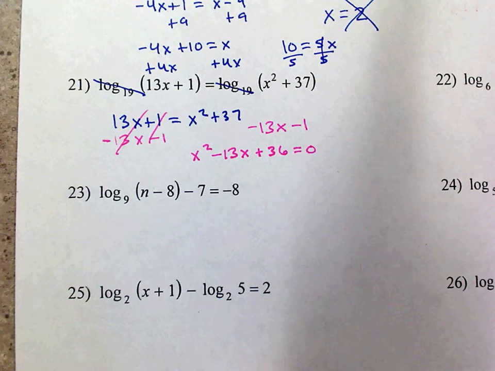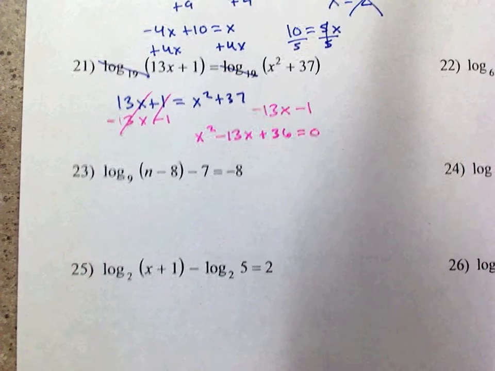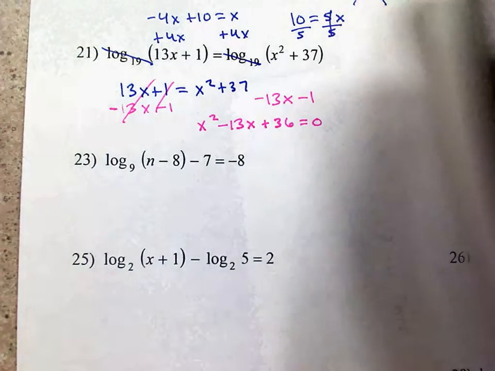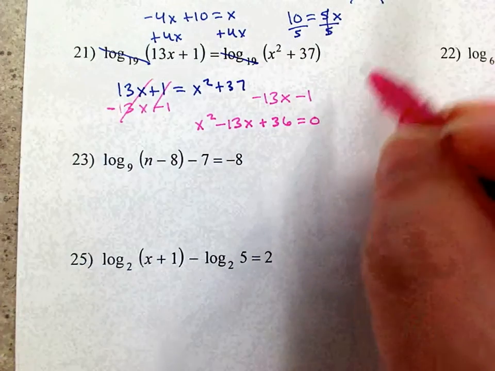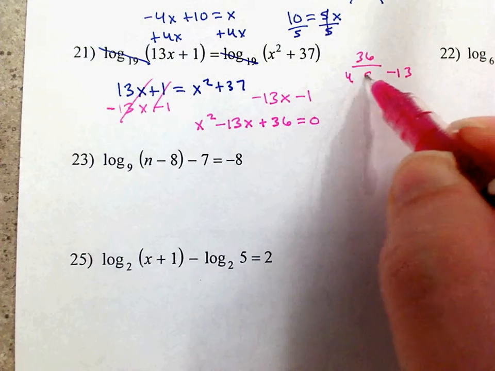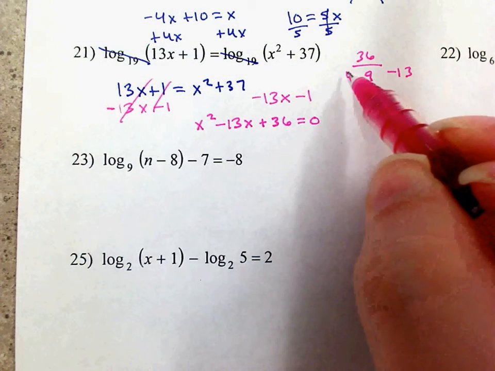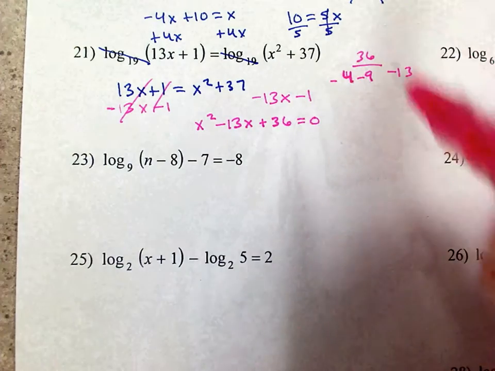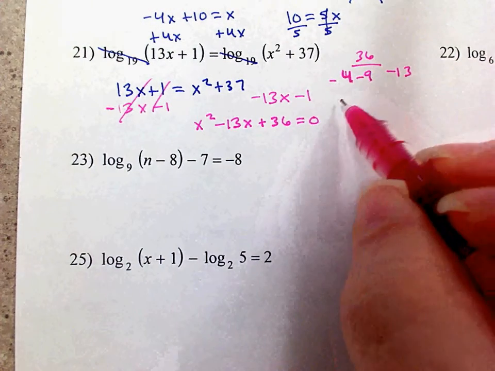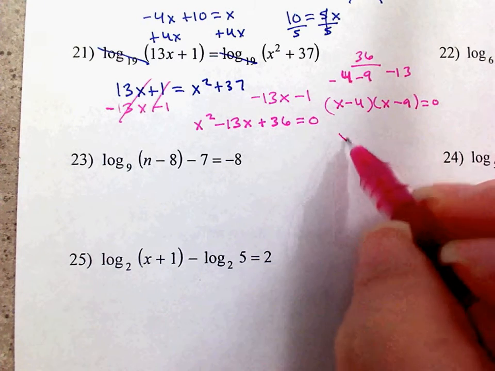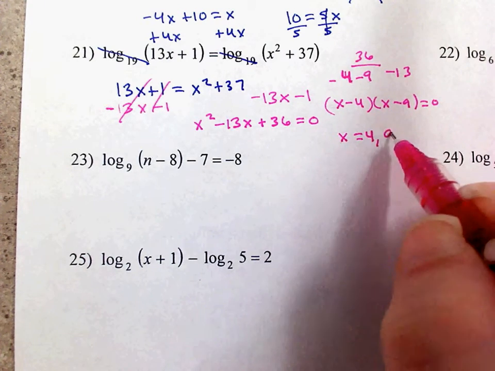Okay. Now, I'm hoping this factors. Okay, so how did you figure it out? Did you start doing factors of 36? Okay, so if you start dividing out 36, we're looking for factors of 36 that add up to negative 13. And you get 4 and 9. So if they're both what? Negative, then they'll add up to negative 13 and multiply to give me 36, right? So I'm going to write x minus 4, x minus 9 equals 0. So what are my answers? 4 and 9.